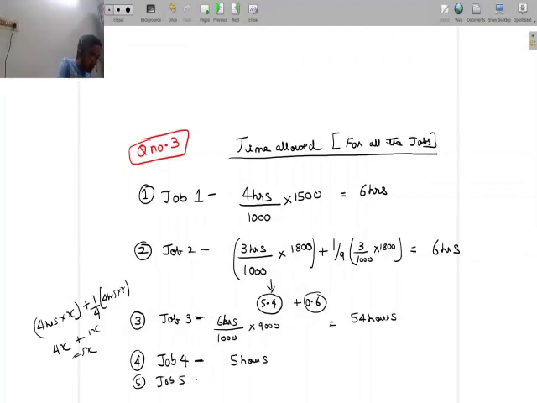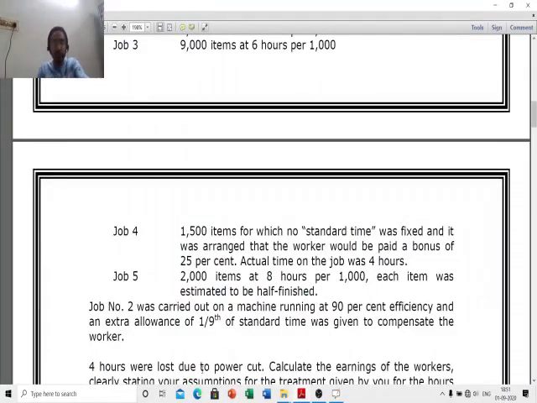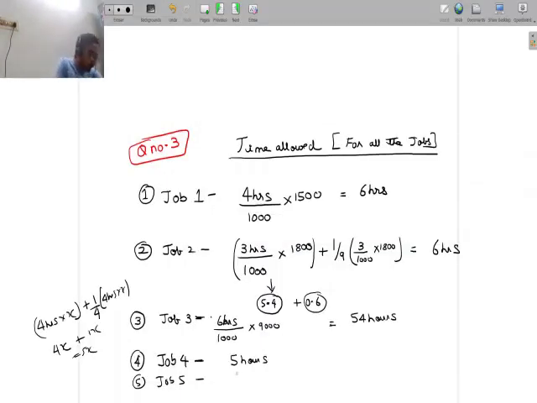What is the standard time that it takes? Now, 2000 items at 8 hours per 1000. Each item was estimated to be half finished. So we are basically saying 8 hours for 1000 items, and we are manufacturing 2000 items. So it looks like there are 16 hours, but we should be careful. We should multiply this with 50% because we are talking about semi-finished items. So this will again work out to be 8 hours.